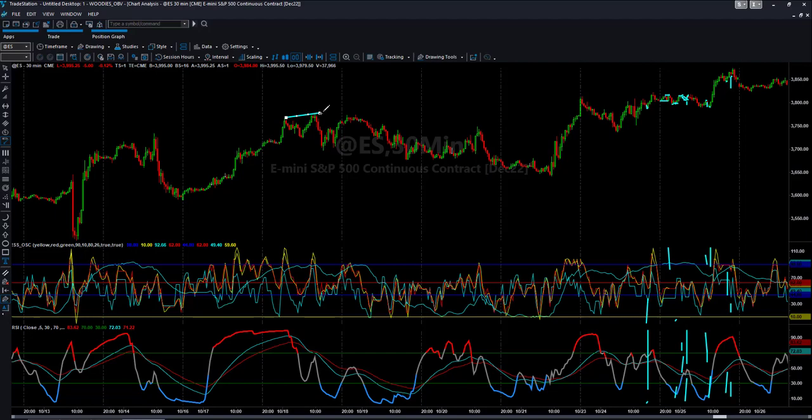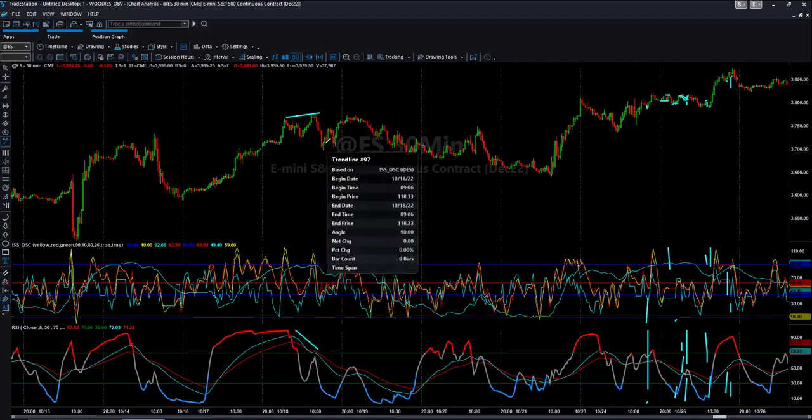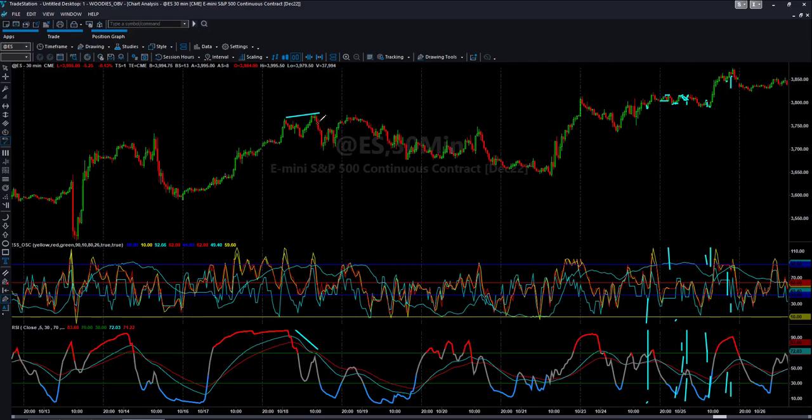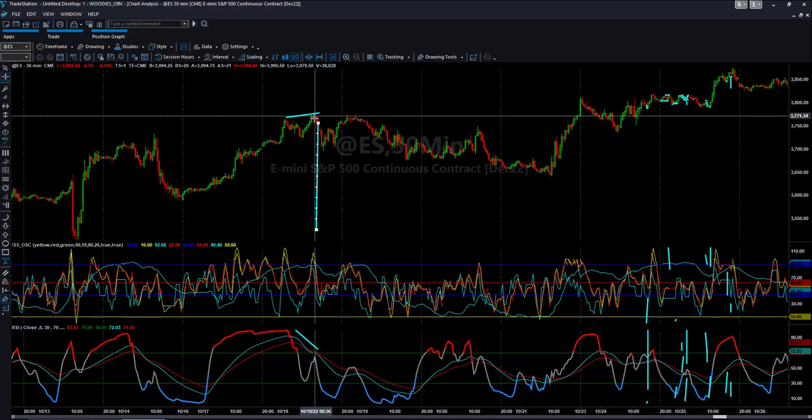Now this is higher high. This is a lower low, and oscillator is there. This is a perfect trade actually. These are the perfect patterns, right? This exactly is the shape you want to see on both sides.